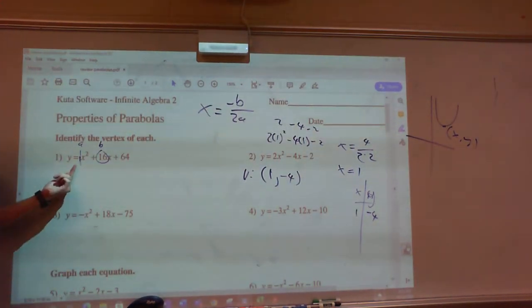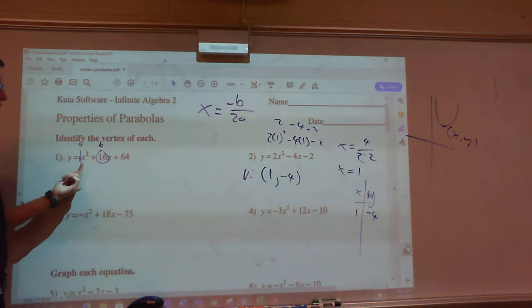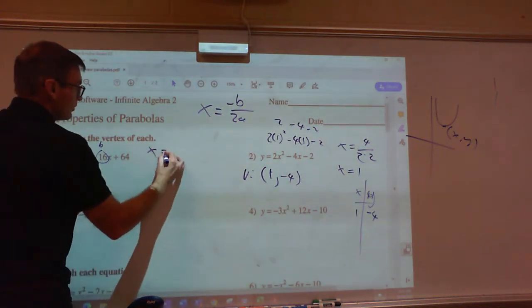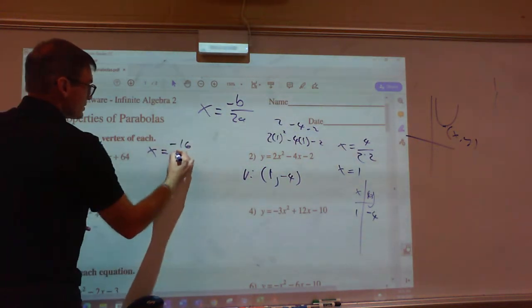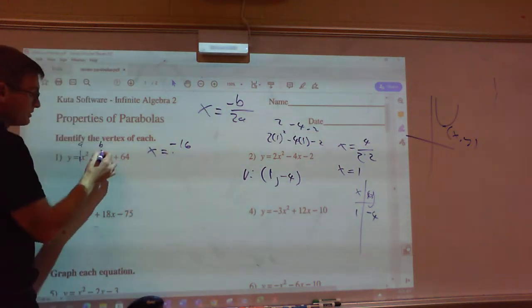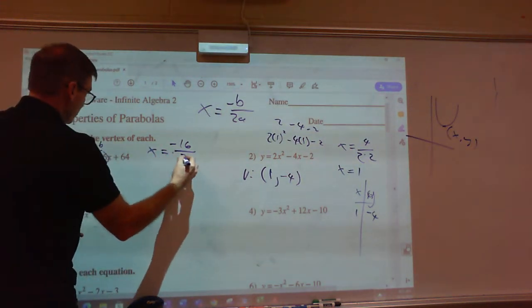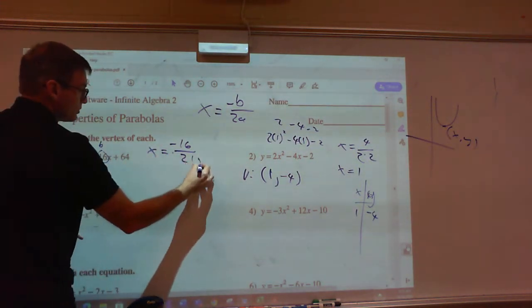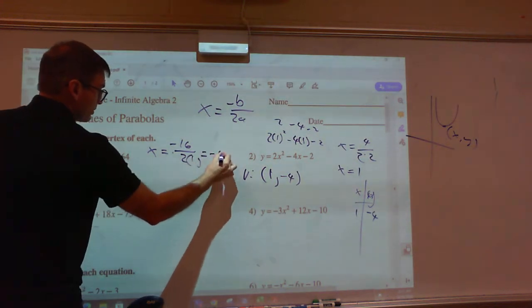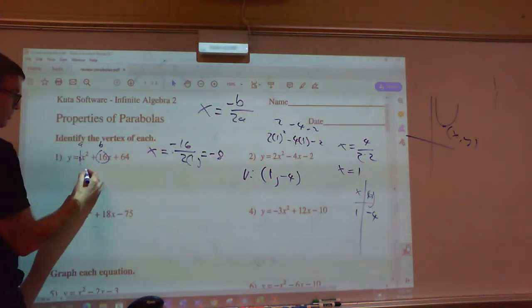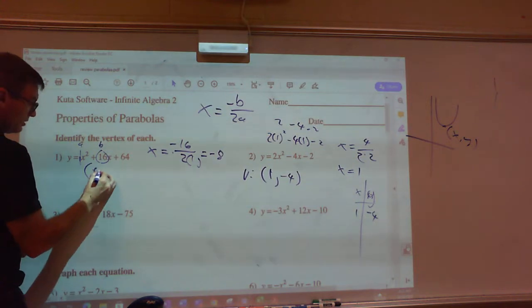there's no number in front, so that's understood to be 1. First step, figure out what x is. Negative b is negative 16, or the opposite of this thing, all over 2 times whatever a is, which in this case is 1. Well, that's going to give me negative 8. So if I'm finding my vertex, the x value is negative 8.